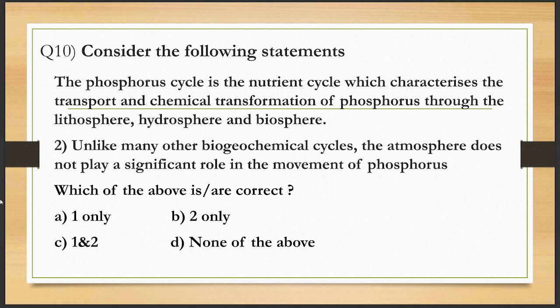Question number 10. Consider the following statements. First, the phosphorus cycle is the nutrient cycle which characterizes the transport and chemical transformation of phosphorus through the lithosphere, hydrosphere and biosphere. Statement 2. Unlike many other biogeochemical cycles, the atmosphere does not play a significant role in the movement of phosphorus. So you have two statements in front of you, and you have to identify the correct statement. Your options are A 1 only, B 2 only, C 1 and 2, or D none of the above. Now give your answer in the live chat.